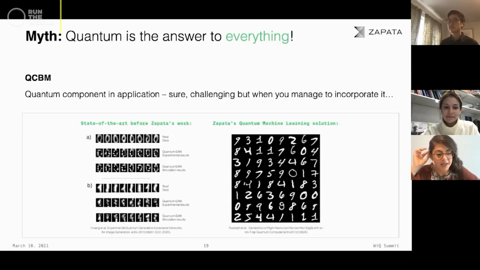And so this is just to say that it's true, quantum is not the answer to everything. It's not the easy answer to everything, but it can really be very helpful. Otherwise, I wouldn't be in the company and in the field. So I just wanted to stress this as well.